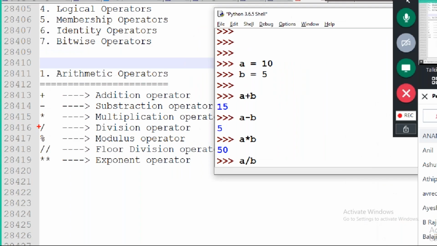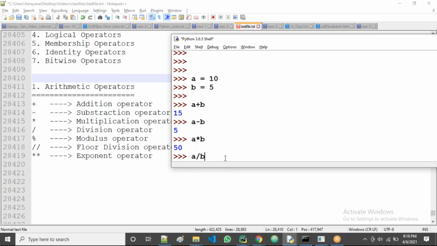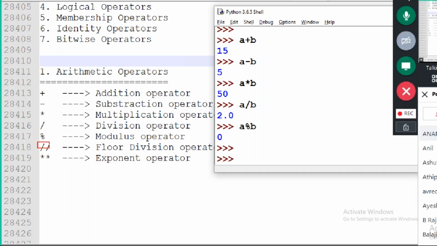Here we have the single slash and the double slash. Single slash is called the division operator. If you take the double slash, it's called floor division. I'm taking the single slash. What came here? 2.0. Now a modulus b, that is 0. Now the last two are floor division and exponent.